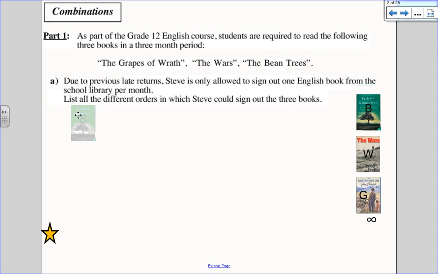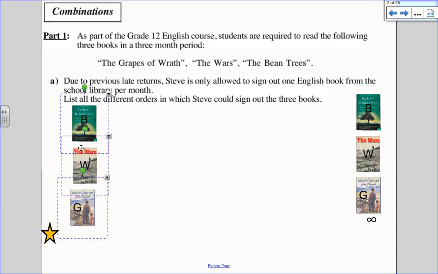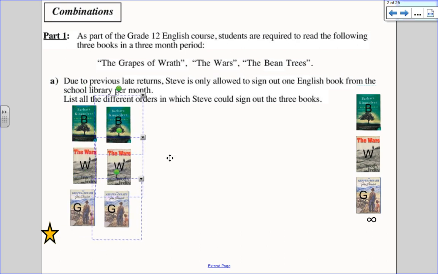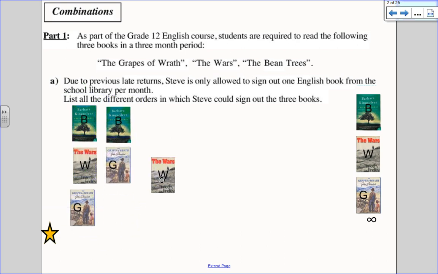So let's start with The Bean Trees. So just use a B for that. He could do B and then W and then G. That would be one possible order. Or he could still sign out The Bean Trees first, but switch around the order here.